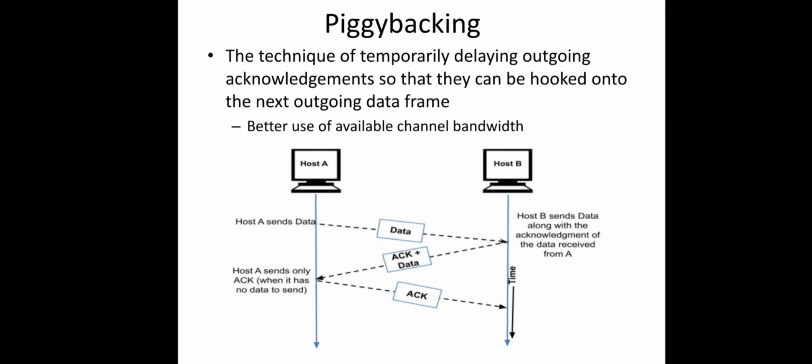So there is a time limit in which a machine can wait for a data frame to piggyback its acknowledgement, right? So if there is no such data frame from B to A within this time limit, what will this machine do? It will simply send the acknowledgement alone. Okay, that is piggybacking. That is why the third one is actually an acknowledgement alone, because within the time limit there is no data frame from A to B. Okay, so this is piggybacking.